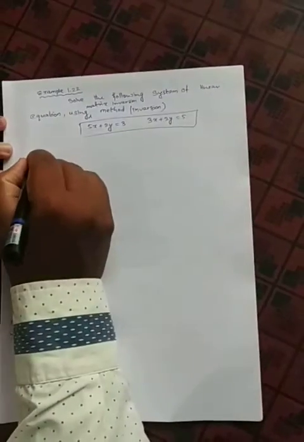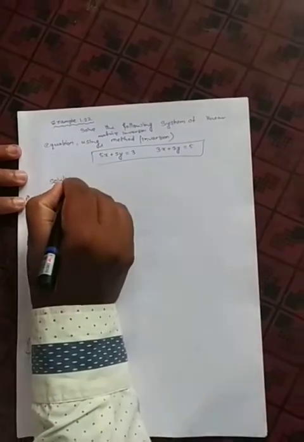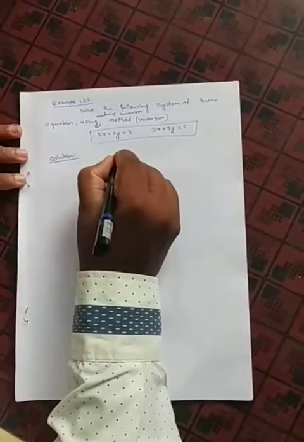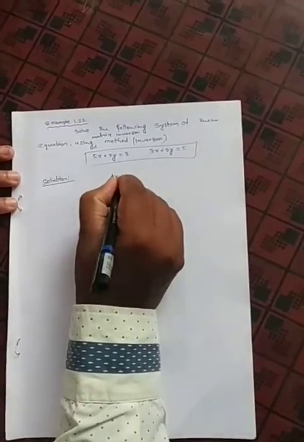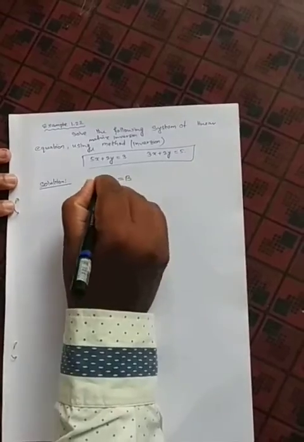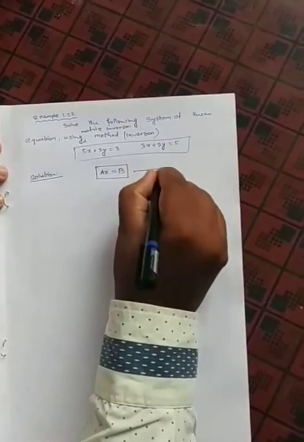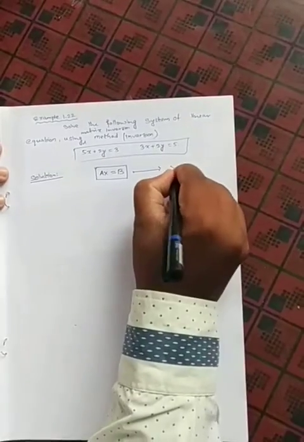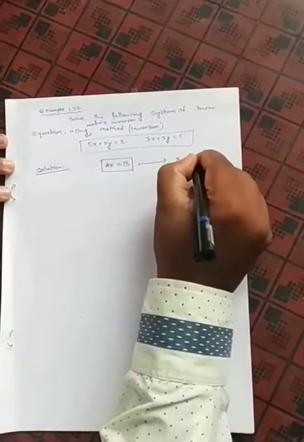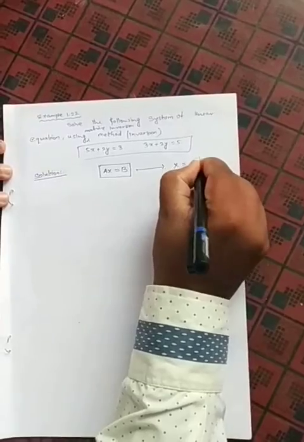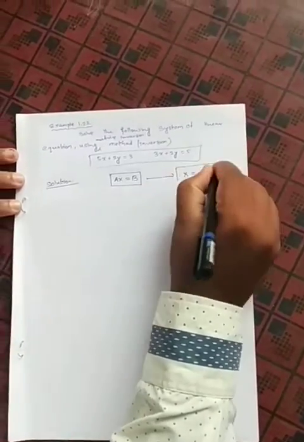Now we will solve this one using the matrix inversion method. What's the matrix inversion method? We need to write the system as a matrix equation Ax = B. This is the most general format. From Ax = B, you are going to get the solution x. X is nothing but A inverse B, that is the solution.